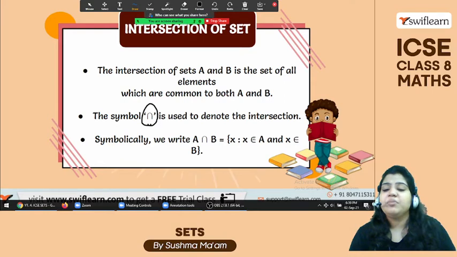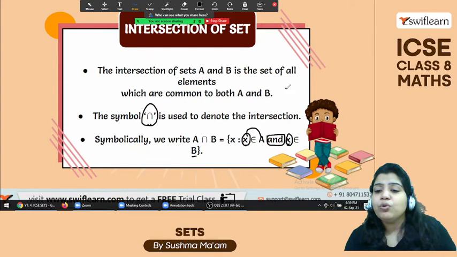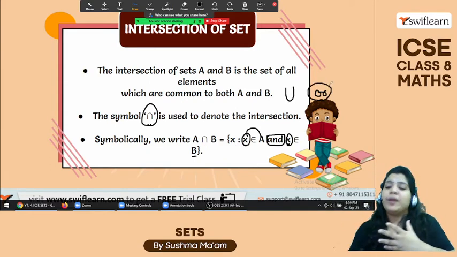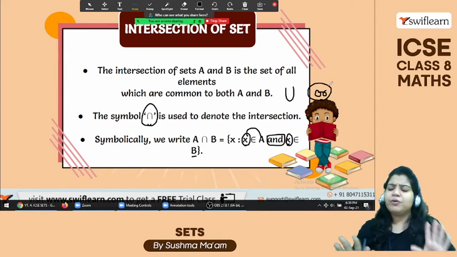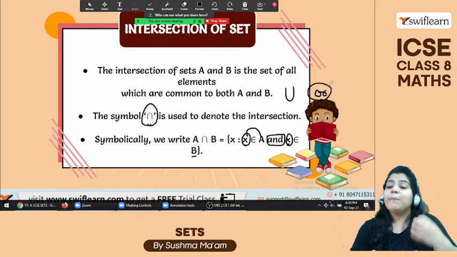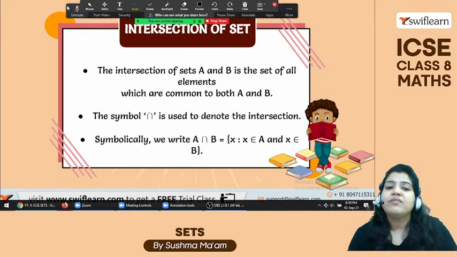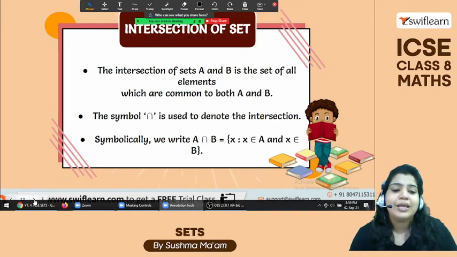And A intersection B means whatever elements belong to A and also belong to B. Now here we use the word "and", but in union we used "or". If I say bring your pencil or pen, you will bring one of them and that will be enough. But if I say bring pen and notebook, both are required. So that element x should belong to A as well as B. Then only it can be considered an element of the intersection of A and B.